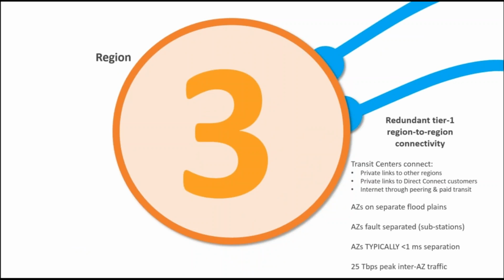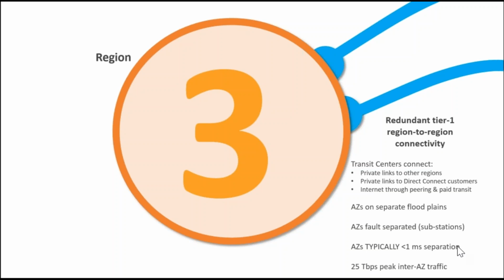So they have redundant tier 1 region to region connectivity. That means that the Virginia region on the East Coast as well as the California region on the West Coast are connected with the tier 1 connectivity, and each of them are on separate floodplains. That means that your data centers are not going to be flooded all at the same time.